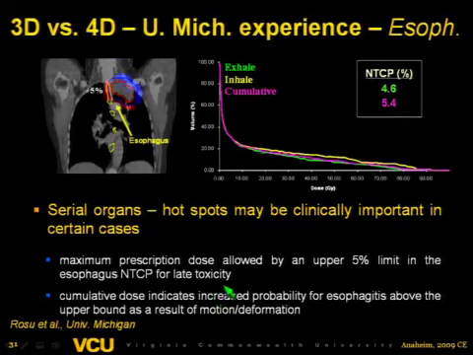When it came down to serial organs, we have found one situation where using 4D dose computation seemed to actually help understand better what happens. For this particular patient, the prescription dose in the static dose calculation was the maximum one that was allowed by an upper 5% limit in the esophagus NTCP for late toxicity. And the cumulative dose indicated increased probability for esophagitis above this 5% upper bound as a result of motion and deformation.